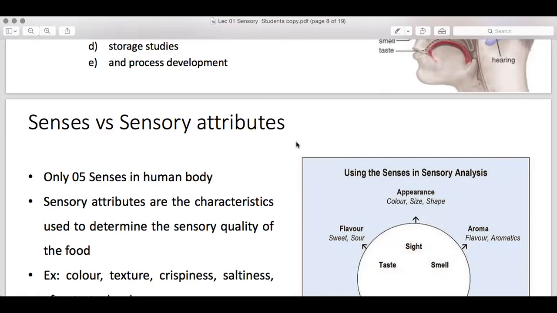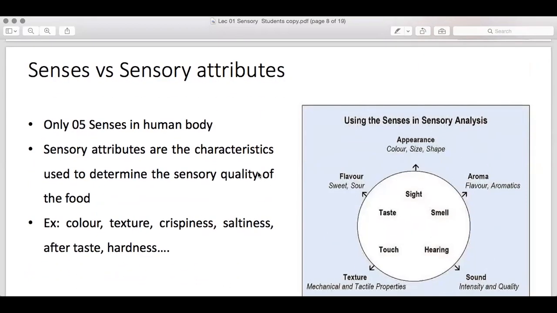Sandanika? What's your sensory attribute? Give me an example. No example?